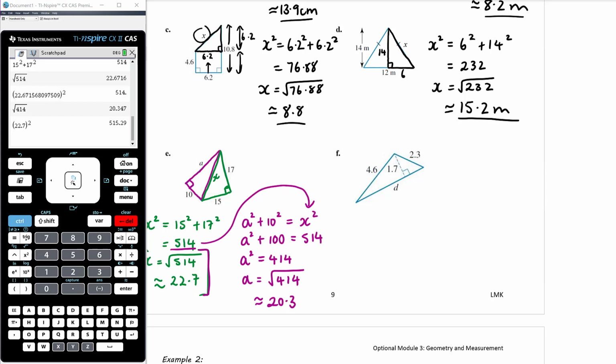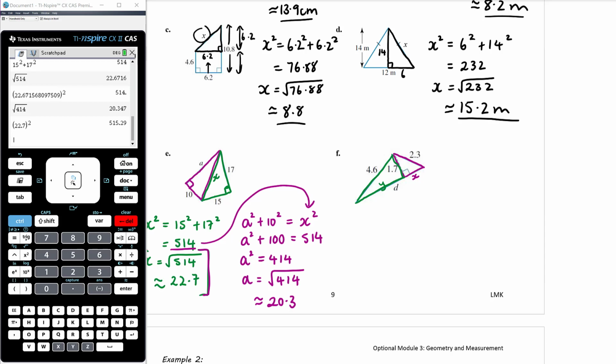So we have two right-angled triangles here. We've got this small one here, and we know two side lengths in that, 1.7 and 2.3, so we could find that length at the bottom there. And then we also have this right-angled triangle here, and again we have two side lengths in that, 4.6 and 1.7, so we could find this length here. And then once we found those two separate lengths, we can add them together to get D.